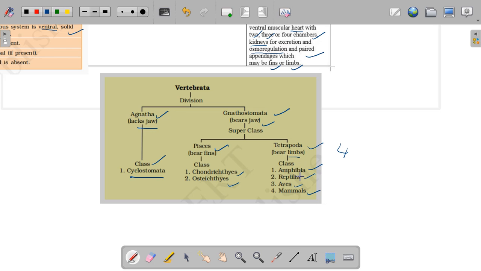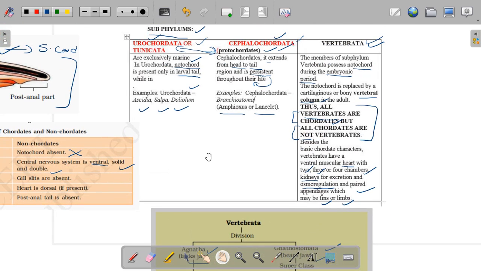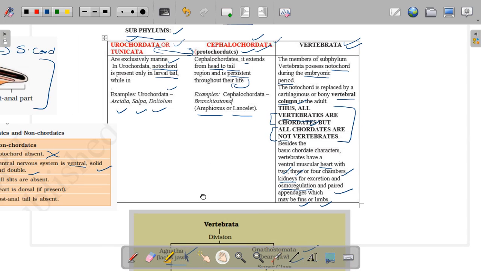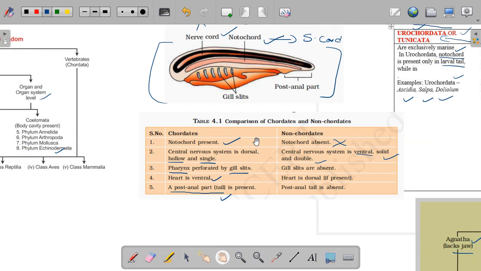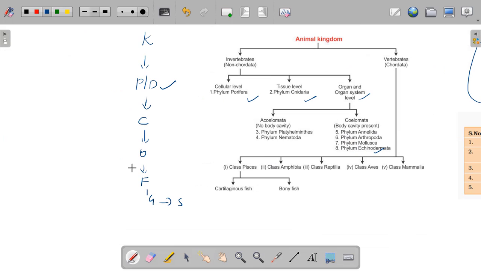So try to keep a note of what is a subphylum and what is a subclass. During the higher hierarchical classification, each phylum has subphylums also, and each class has subclasses, or you can call them superclasses also.